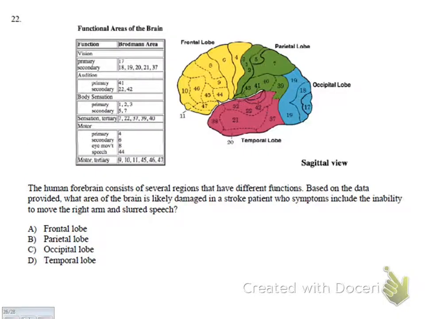Okay, pause the video, check this one out. This one's simply looking at the picture and the graph. The graph's kind of hard to read though. It says the damaged stroke patient has the inability to move the right arm and slurred speech. So all you have to do is open the chart and see which of those had movement and speech, and that's going to be frontal lobe. So you just had to find the numbers in the chart.